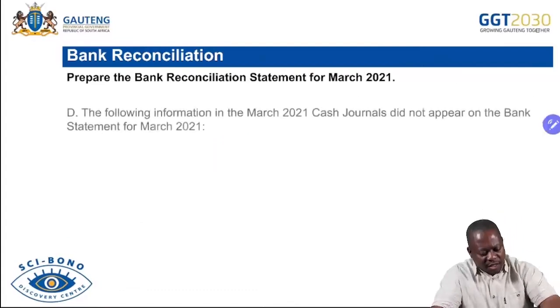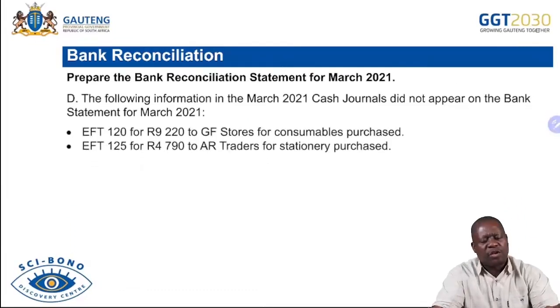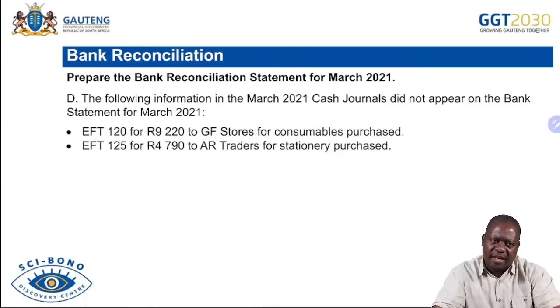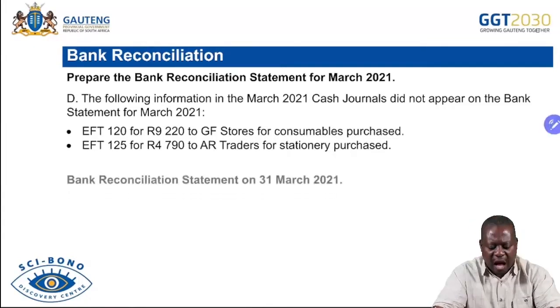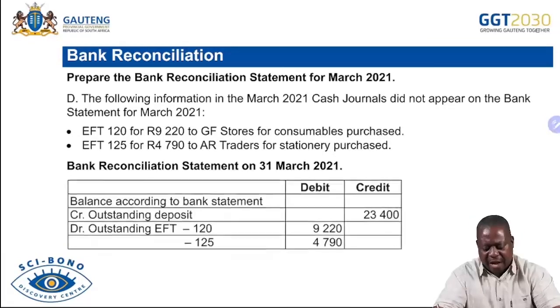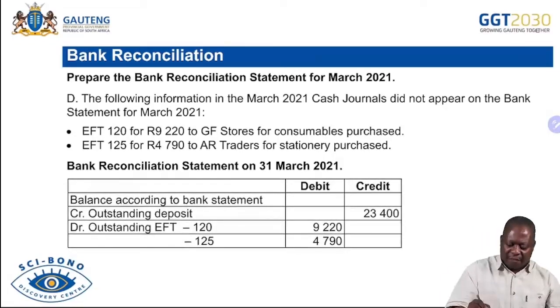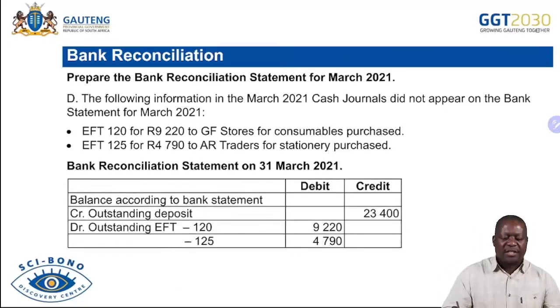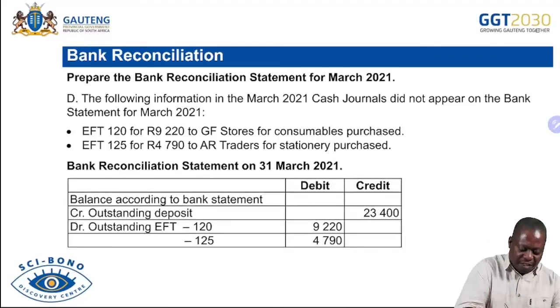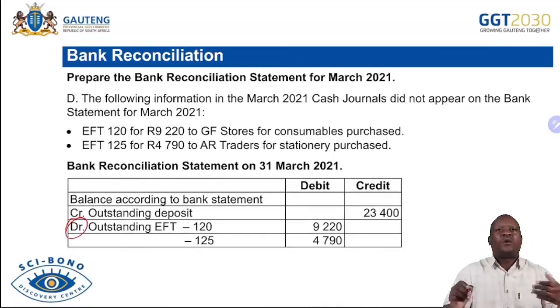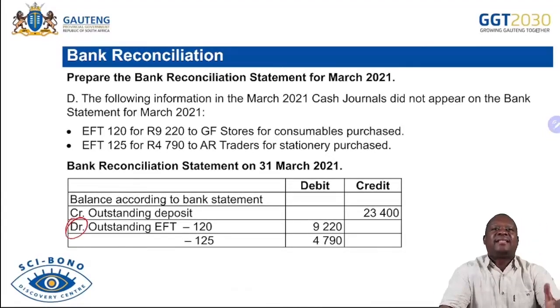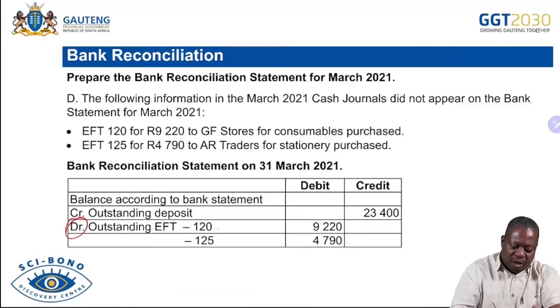Next, still having that information, we have got these two outstanding EFTs. How are they going to affect our BRS? Now, the first two items, we already dealt with them. So let's concentrate on the outstanding EFTs. Check the command on outstanding EFTs. It is debit outstanding EFTs. And we are having two of them, EFT 120 and EFT 125.